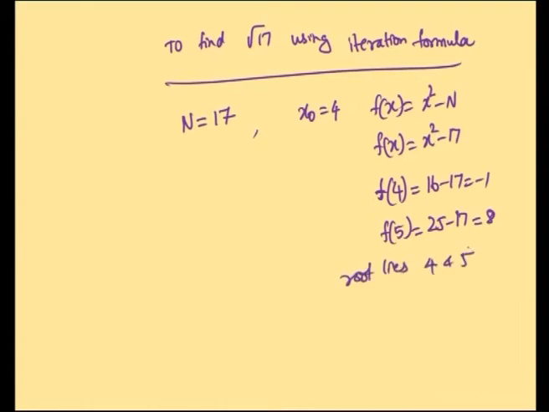4 and 5. So, we shall start with x naught equal to 4, so that x1 is equal to x naught minus f of x naught by f dash of x naught, which is the usual formula, but our iteration formula obtained for root of capital N is xn plus 1 is equal to xn square plus capital N divided by 2xn.